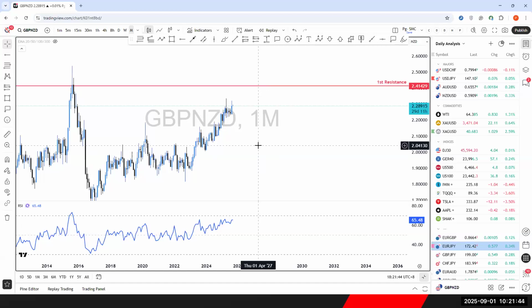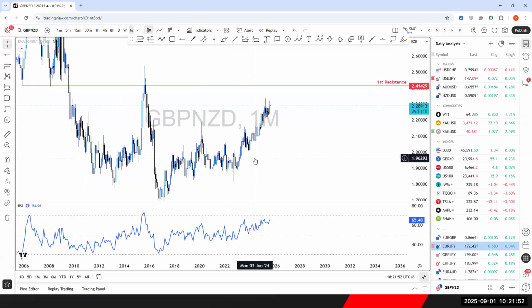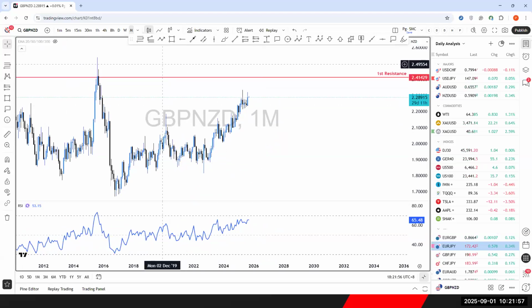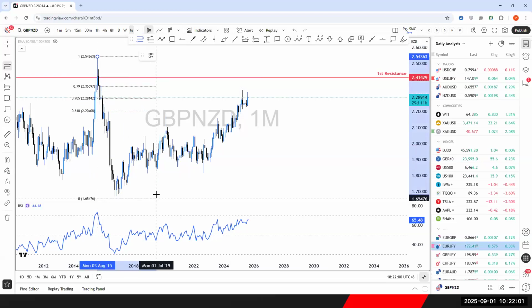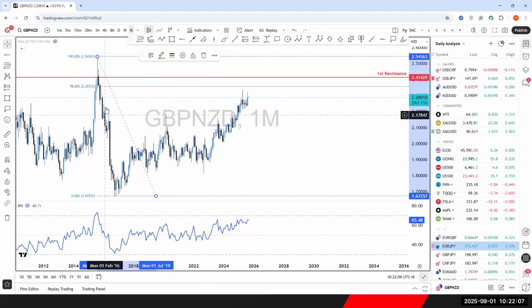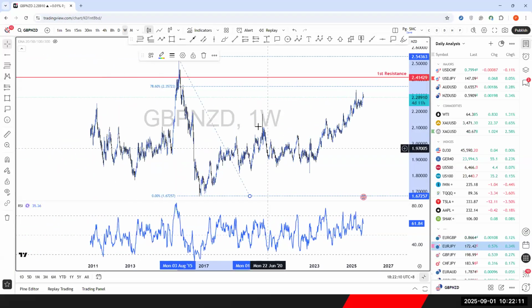Okay, so if you want to buy, you will see the pullback. Okay, monthly, it's go all the way there, but I see the rejection here. But it's very nice overlap. There might be a 78.6% fib right here, almost. Let me go to weekly to have a closer look.